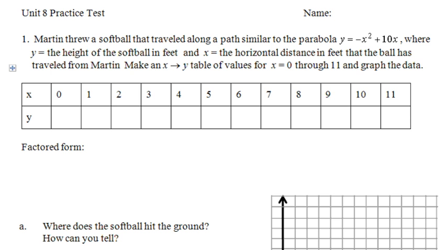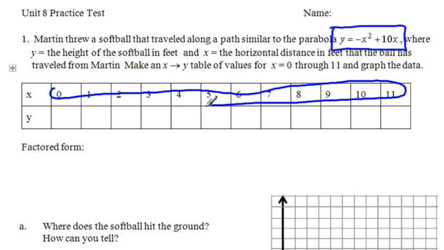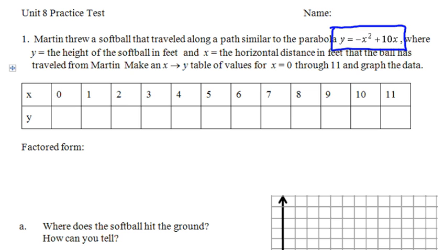All right, so we've got Martin throwing a softball. They give us an equation. It's right here. y equals negative x squared plus 10x. Fine. The first set of directions says to make an xy table for values of x from 0 to 11. And those values are already filled in for us. They're right here. We already have values from 0 to 11. What we need to do is plug in the x values, compute the y value, and then plot those numbers on our graph below. So let's start doing that.